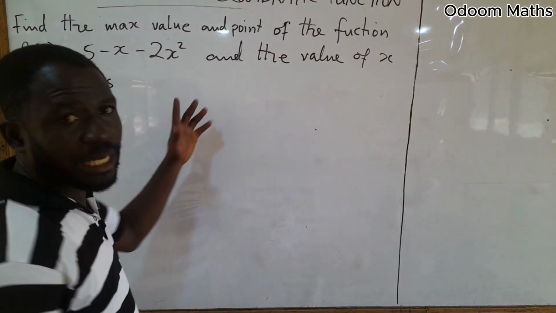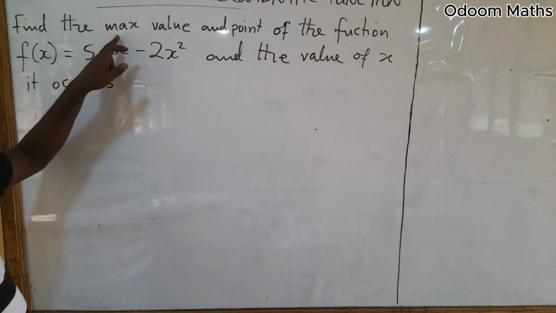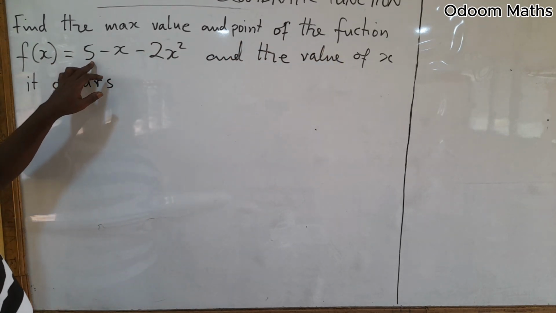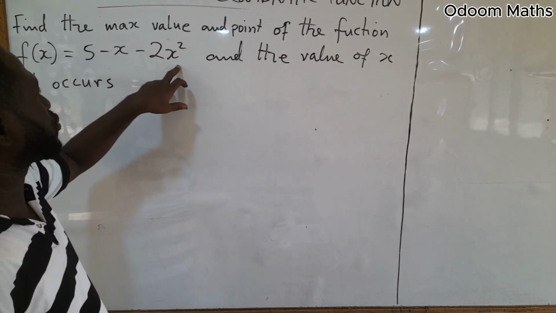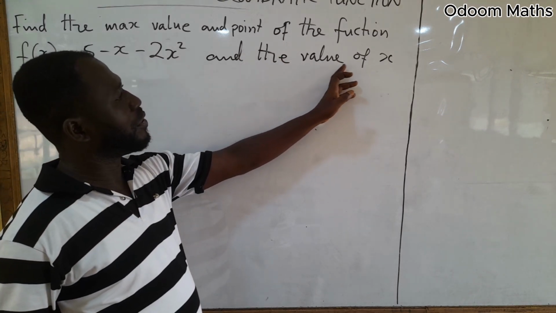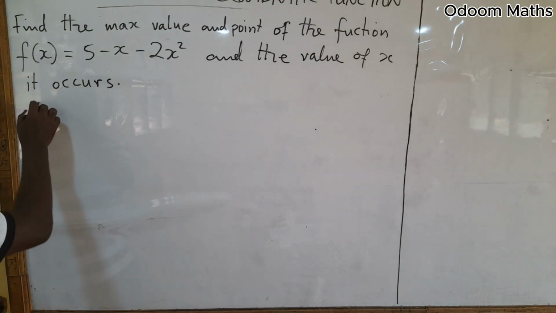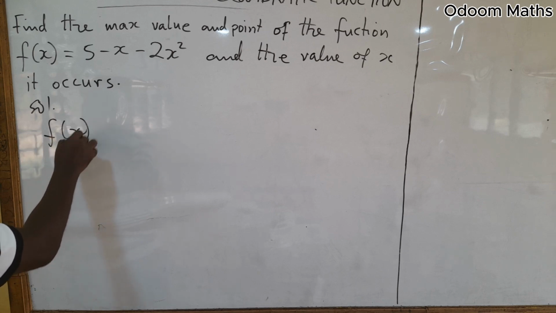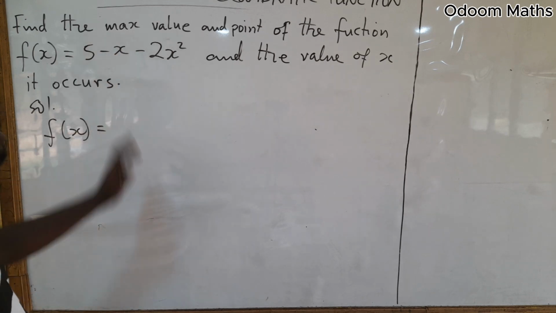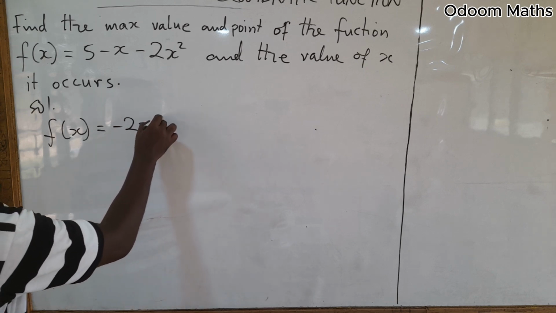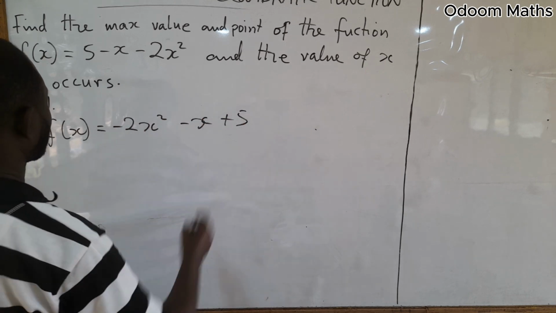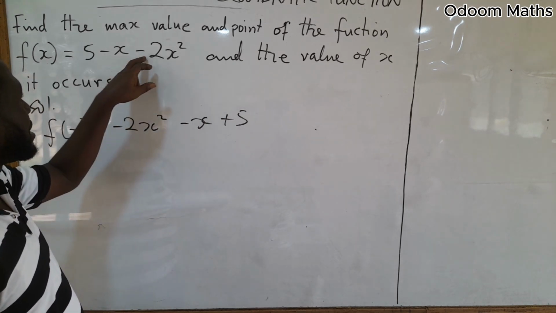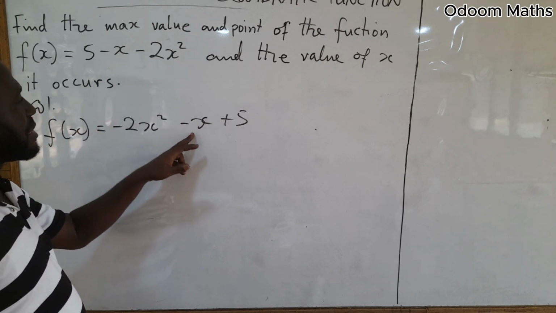Okay, so let's look at the second example. It says, find the maximum value and points of the function f of x equals 5 minus x minus 2x squared, and the value of x at which it occurs. Now, I'm going to rewrite this. So that is f of x equals negative 2x squared minus x plus 5. I've not done anything different to the question, I'm just changing their positions. So this is negative 2x squared, this is negative x, and this is positive 5.